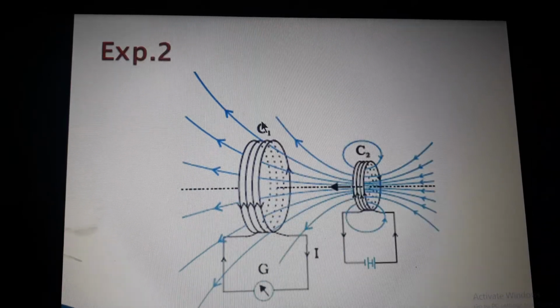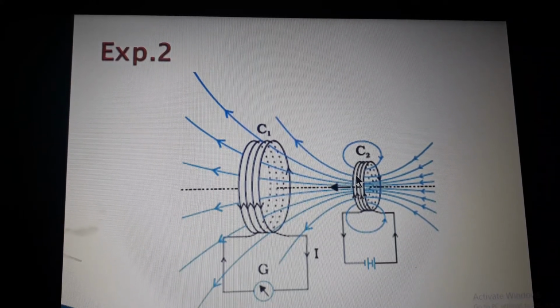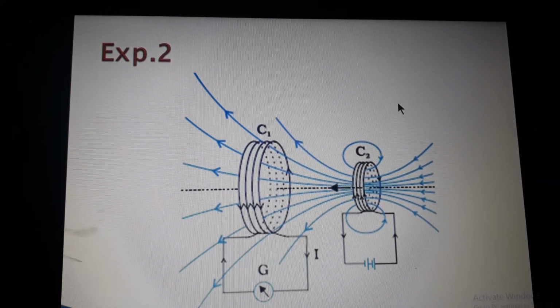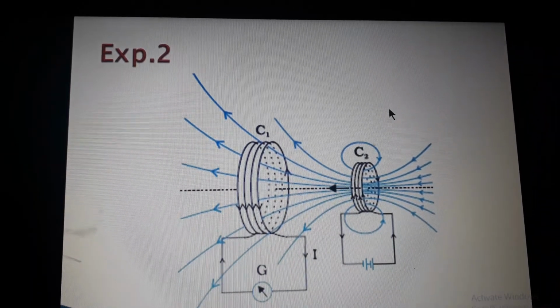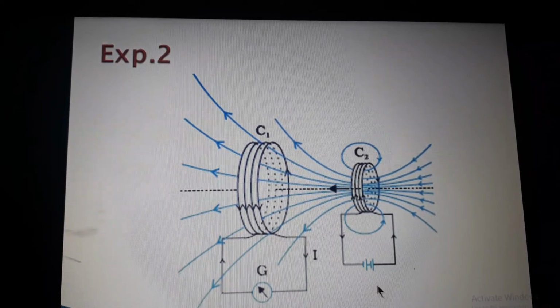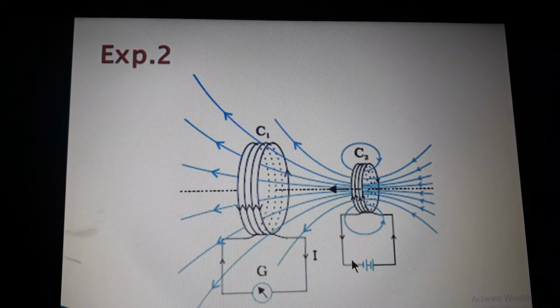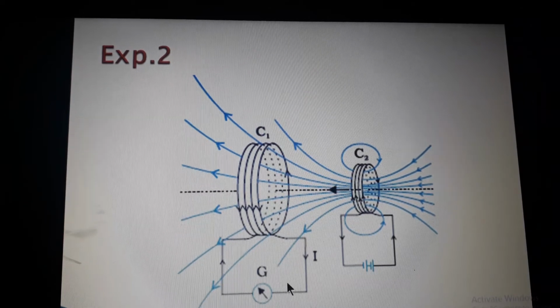Now just see experiment number 2. In this one, a coil is used in place of the bar magnet which was used in experiment number 1. Here is a power supply connected to this coil. Then again there is coil C1 and a galvanometer. All are the same. The only change is that a coil is used in place of the bar magnet.